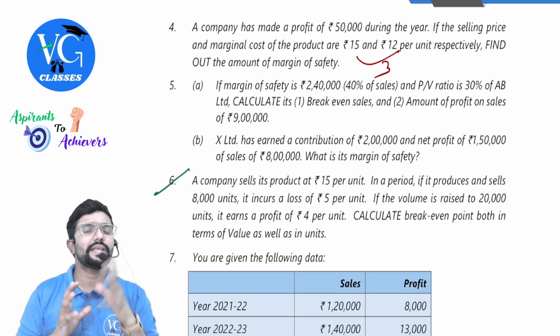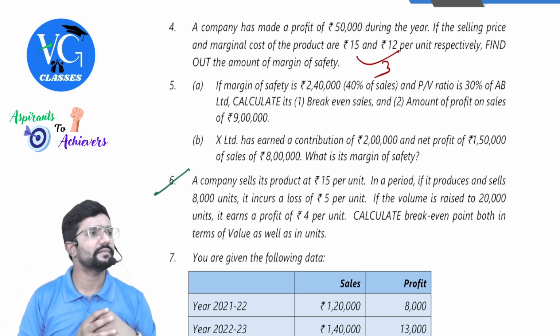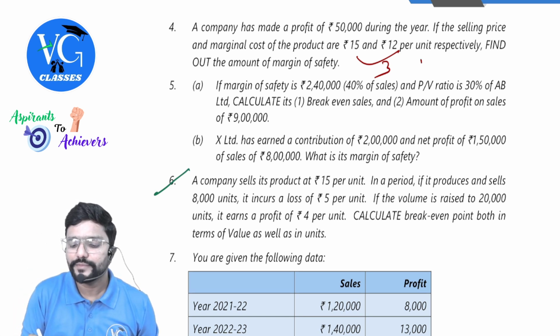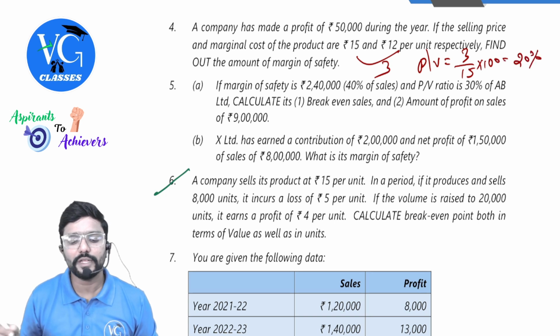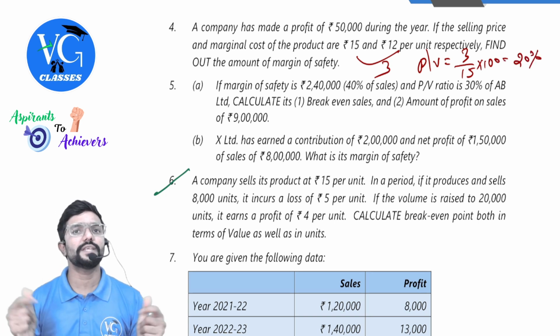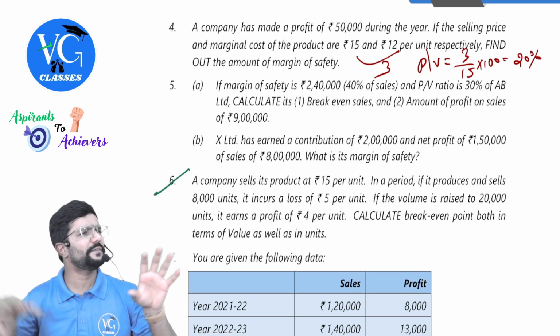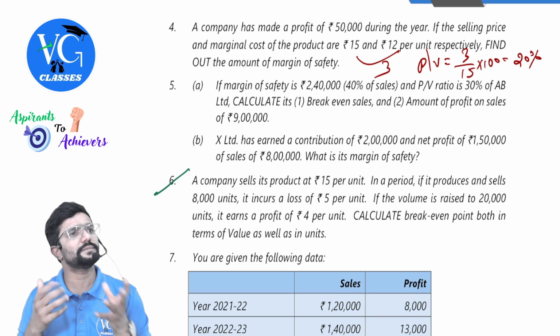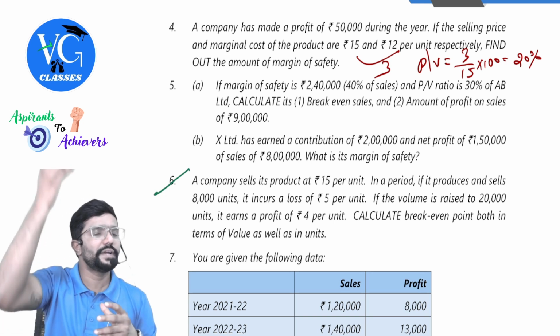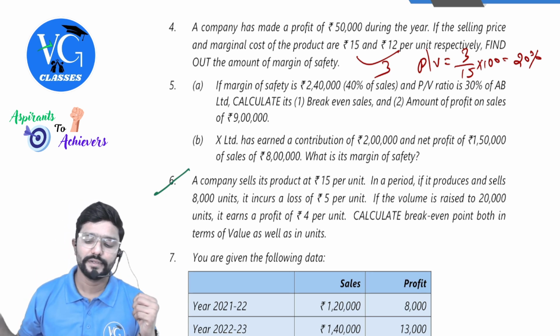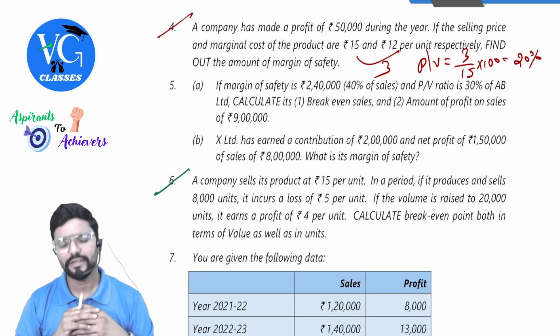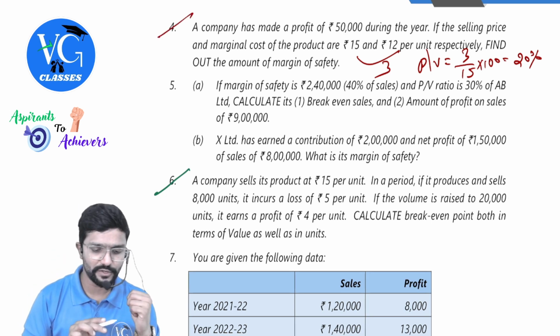Can we calculate the PV ratio? 3 by 15 into 100, that is 20%. Do we know the profit? Yes. For margin of safety, what is the alternate formula? Actually, margin of safety means actual sales minus break-even sales. But we have one more formula: profit divided by PV ratio. Profit is given, 50,000 divided by PV ratio 20%, is 2 lakh 50,000.